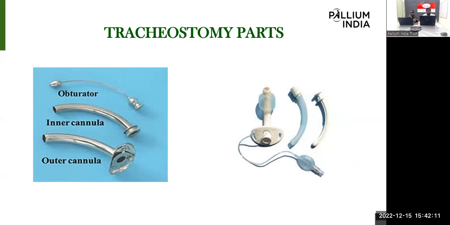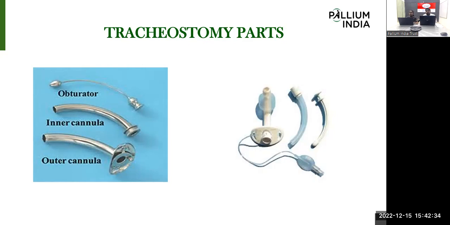This is a part of the tracheostomy tubes. The first one is the steel type. The second one is the plastic type. Both tubes have an outer cannula and an inner cannula. In the tracheostomy tube parts, the inner cannula tube length is longer than the outer cannula.